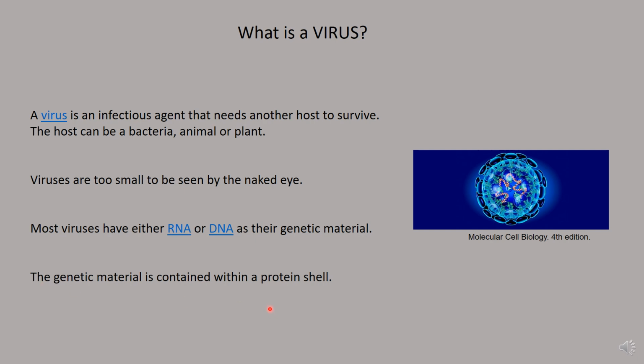What is a virus? A virus is an infectious agent that needs another host to survive. This host can be either a bacteria, an animal, or a plant. Viruses are too small to be seen by the naked eye. Many viruses have either RNA or DNA as their genetic material. The genetic material is contained within a protein shell.